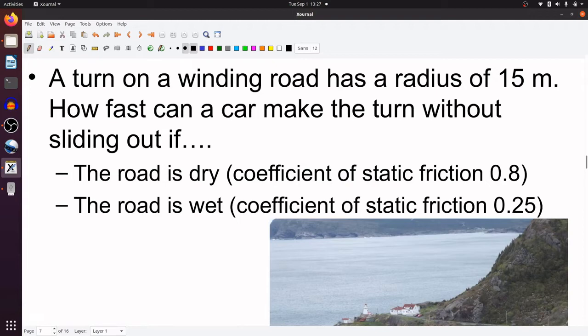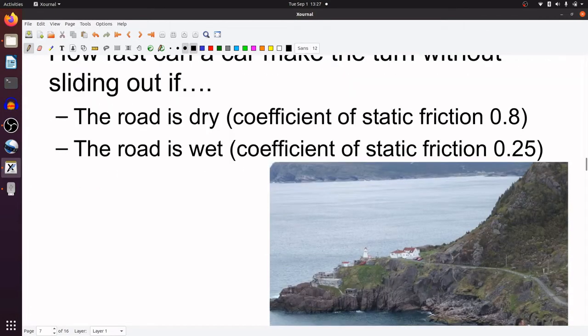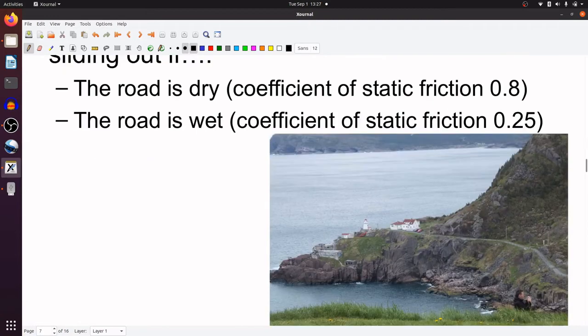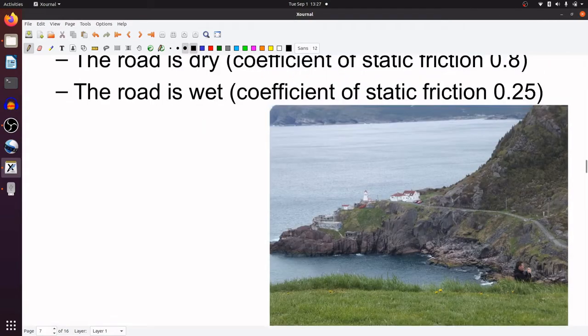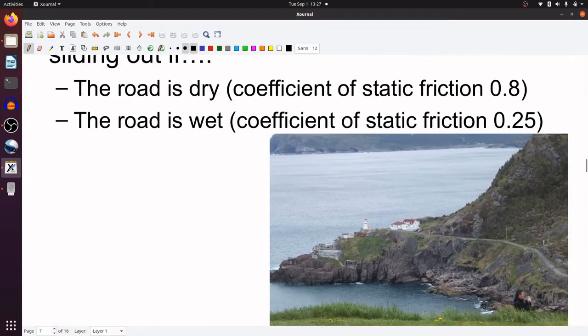So, doing a problem on it. Let's say a turn on a winding road has a radius of 15 meters. How fast can a car make a turn without sliding if the road is dry or the road is wet? Dry is around 0.8 for asphalt on rubber. Wet is around 0.25 from what I looked up. So let's do a problem on that. This is a little bit different than what we're used to. We're going to have to do some math here.